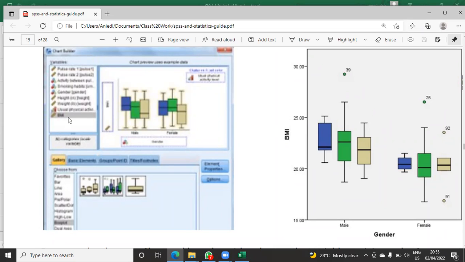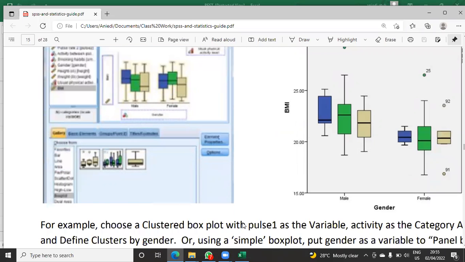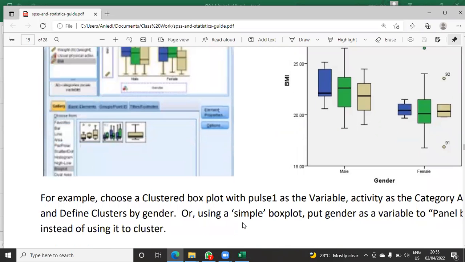I would have loved to see, but this particular thing is blurry. I would have loved to understand what each of these colors stood for so that I'll be able to read very well, if it is for those whose BMI are low or high. So that's just how to read the box plots.